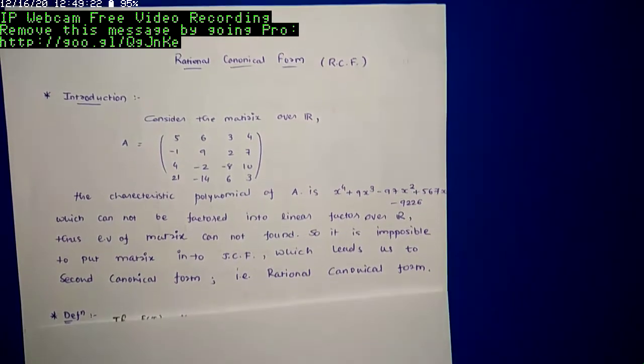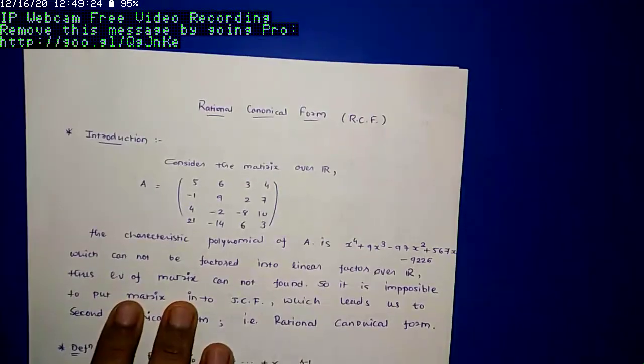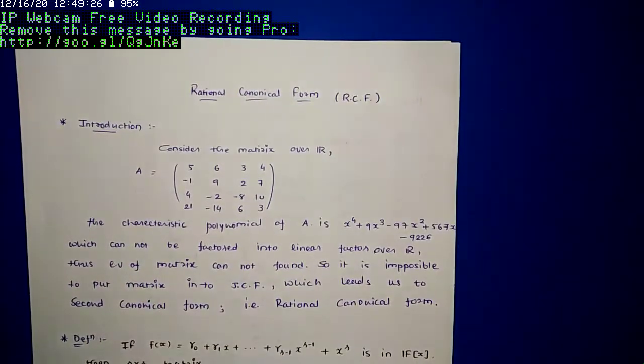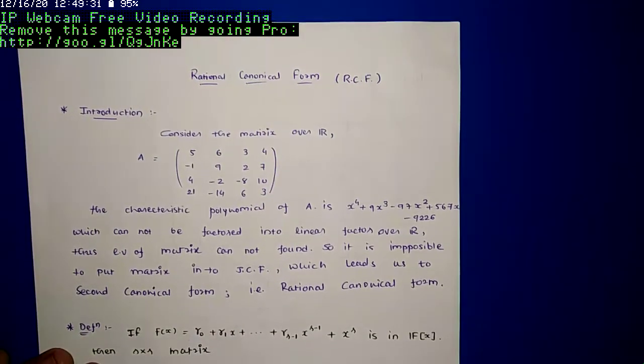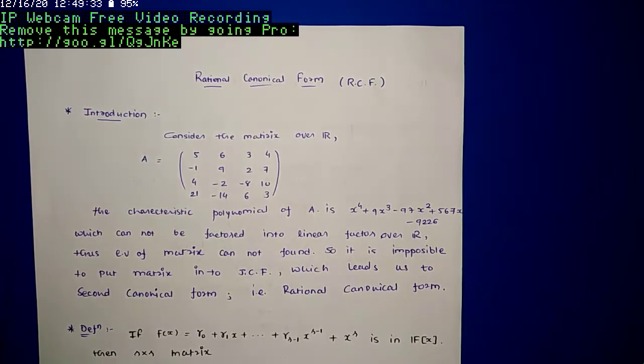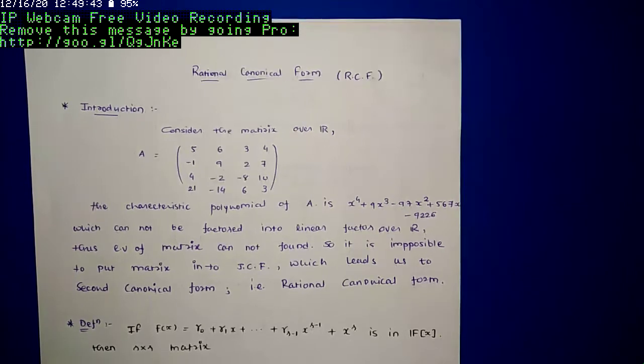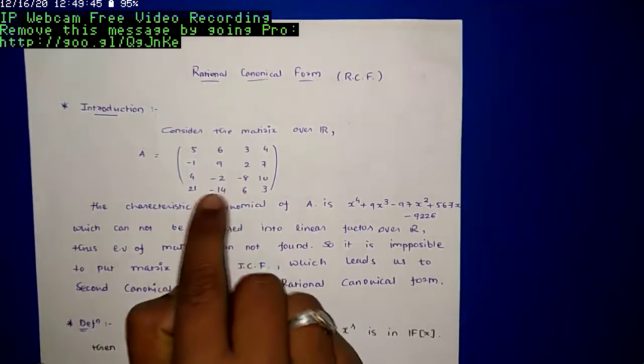Okay, good afternoon to all. We already discussed Jordan canonical form. Now we go to the rational canonical form. First of all, as an introduction to the rational canonical form, let me consider this matrix.